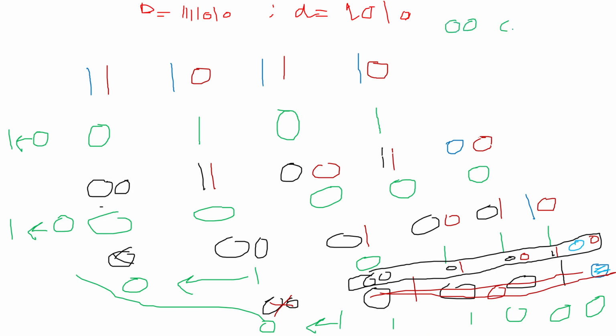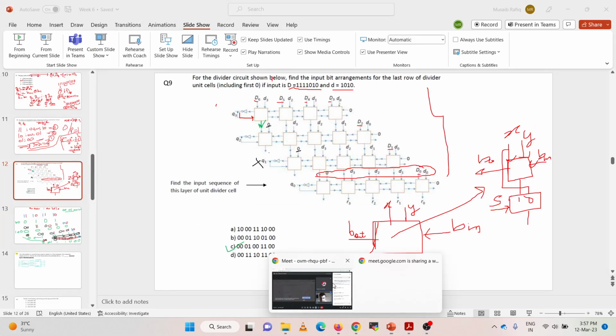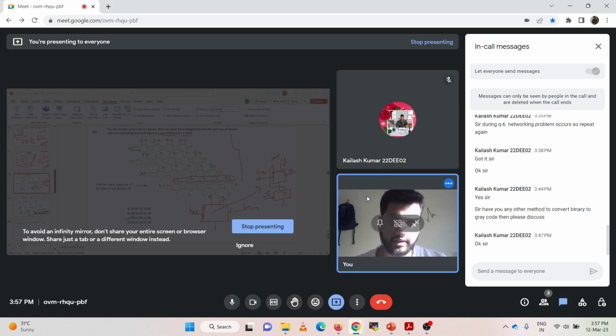0 0 0 1 0 0 1 1 0 0 0 0 0 1 0 0 1 1 0 0 0 0 0 1 0 0 0 0 0 1 0 0 1 1 0 0. So option C is my correct answer. So this we need to figure out. So option C was my correct answer. So did you get it?